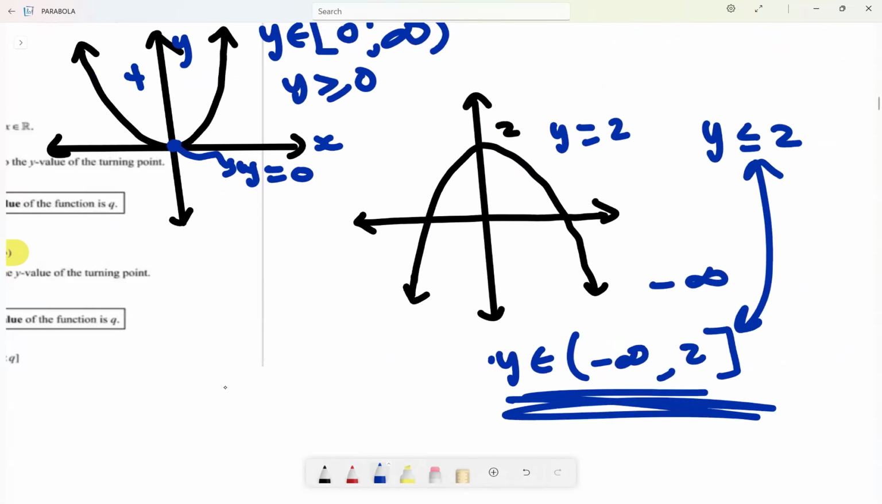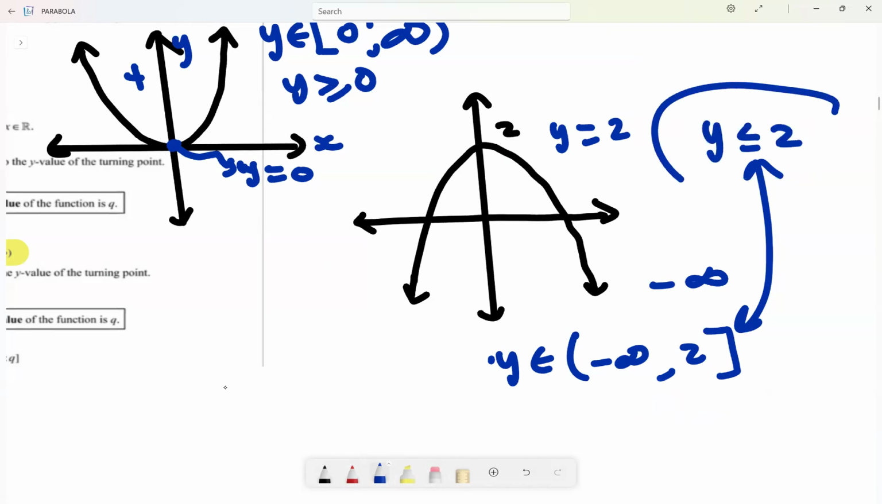Preferably, I use this because I understand it much more. Actually, in grade 10 I learned this one and understood it before I went to this one, because with this one you can make mistakes easily.